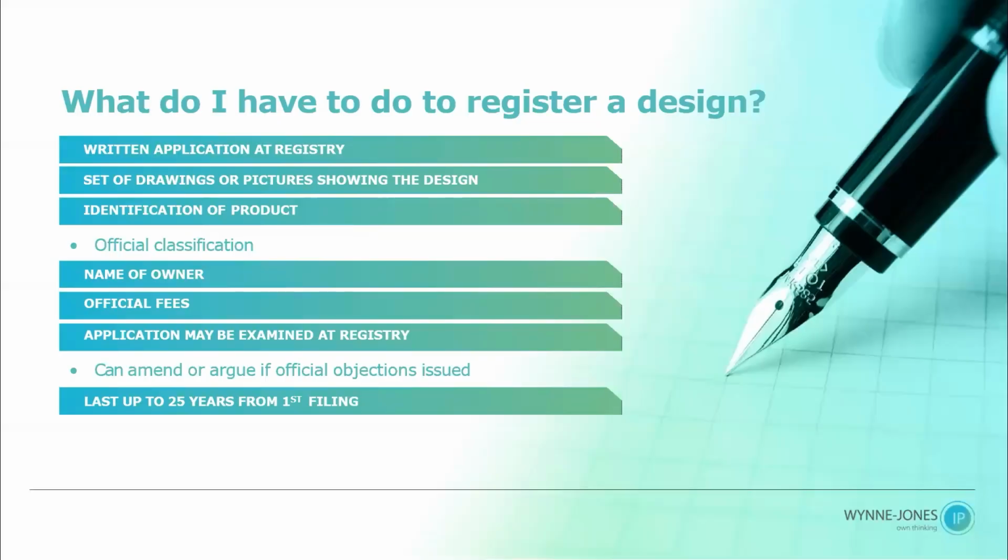Quick look at what you have to do to get one. If you want to register a design, you file a written application with a set of drawings or pictures showing the design. A design can be the whole article or parts or fittings. It's got to be a discrete part of the article. So you can see on the slide here, we've got a design, we've got a pen. The nib itself could be decorative, could have some shape that's beyond its mere function. That could be protected separately from the whole pen itself.